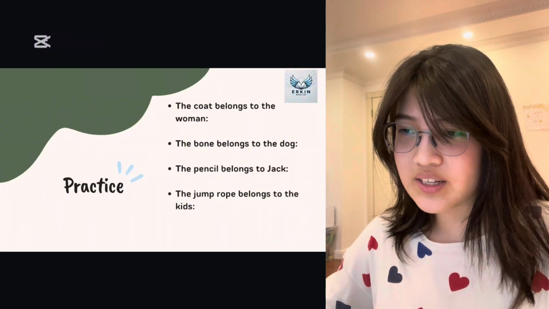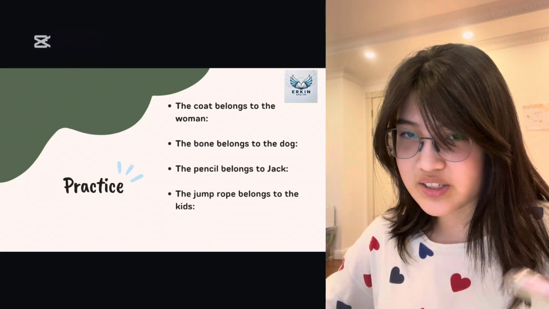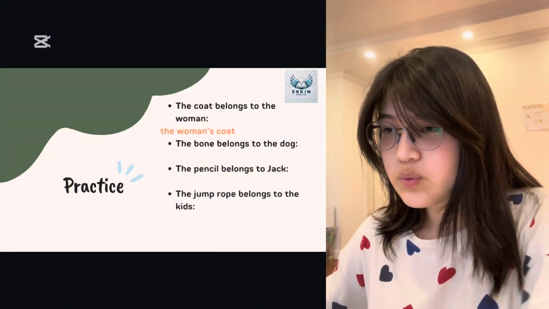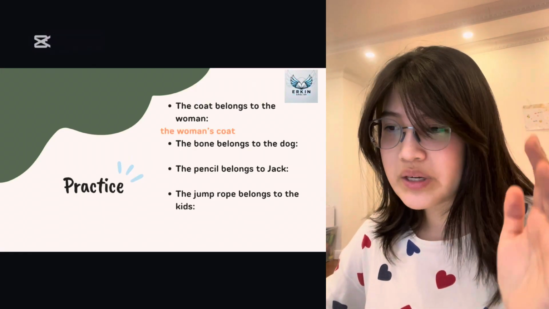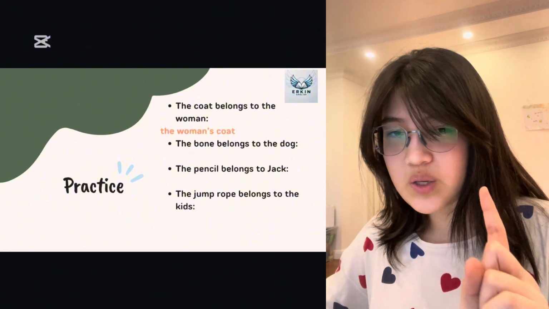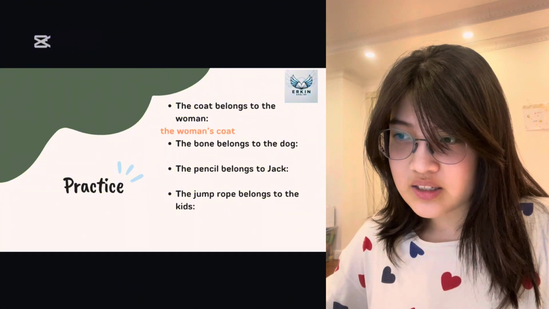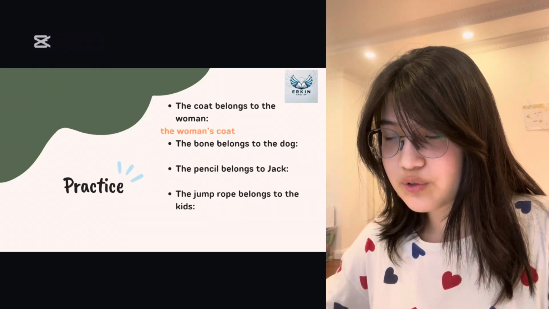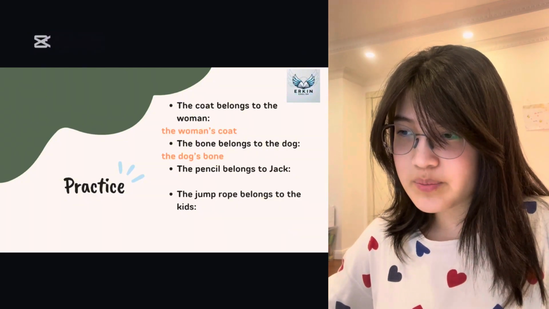First question is that we need to make the sentence into a possessive form. The coat belongs to the woman, so the woman's coat, because woman is singular. If it were women with an E, then that would be a plural form and we would use the third rule. But because woman is only one, then we use the first rule. The bone belongs to the dog. Dog is a singular noun, so we follow the first rule and add an apostrophe with an S: the dog's bone.